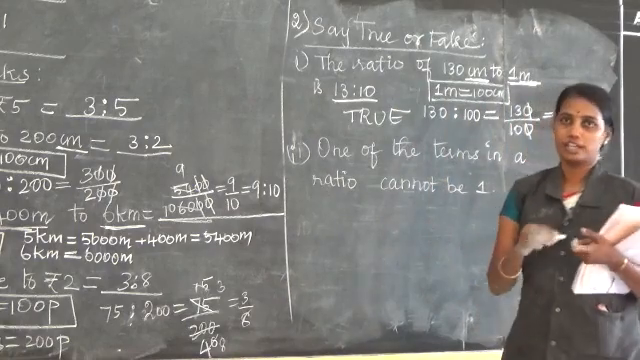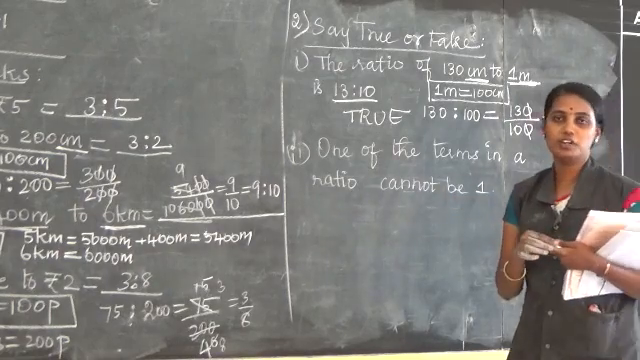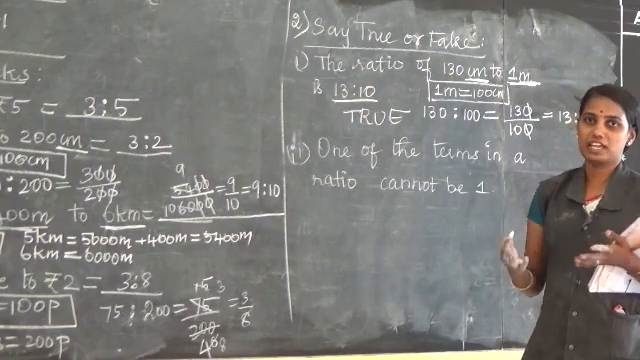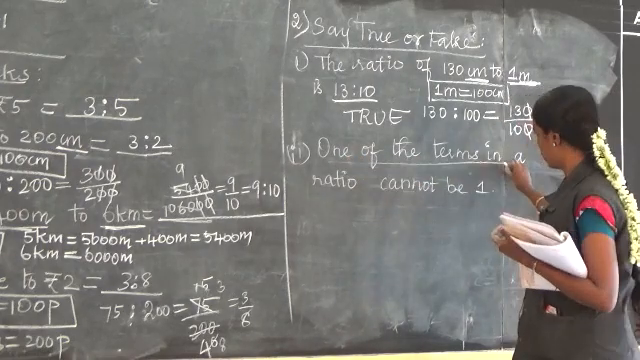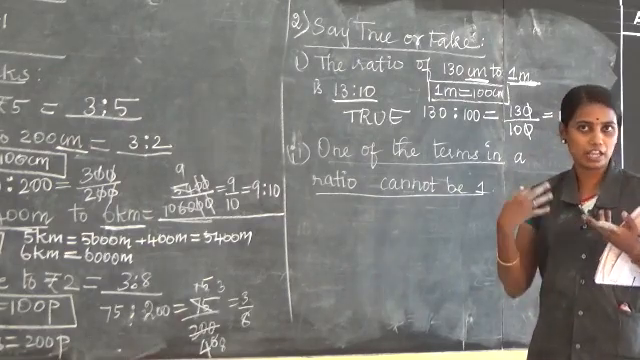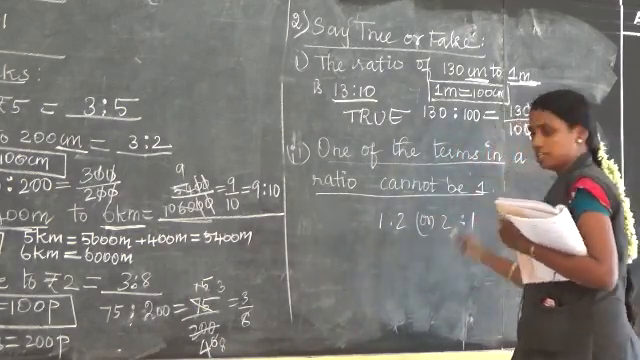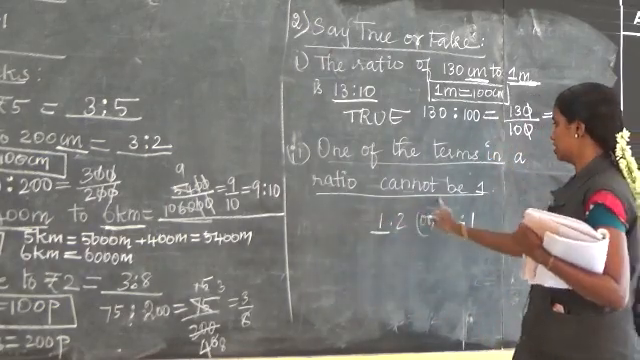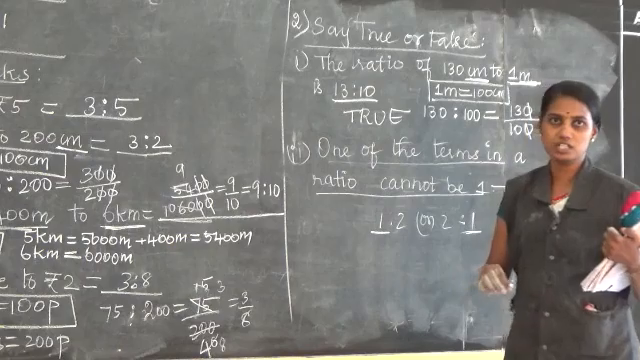Next, one of the terms in a ratio cannot be 1. How many terms are in the ratio? We have 2 terms. The 2 terms may be any number. It may be 5 or 6 or 7 or 8. 1 also may come. But here the given statement is that one of the terms in a ratio cannot be 1. So the given statement is false. It may be 1 also. You can write 1 is to 2 or 2 is to 1. Yes or no? The 1 will come. You cannot say 1 will not come in the ratio. Here it is given cannot be 1. So the given statement is false.